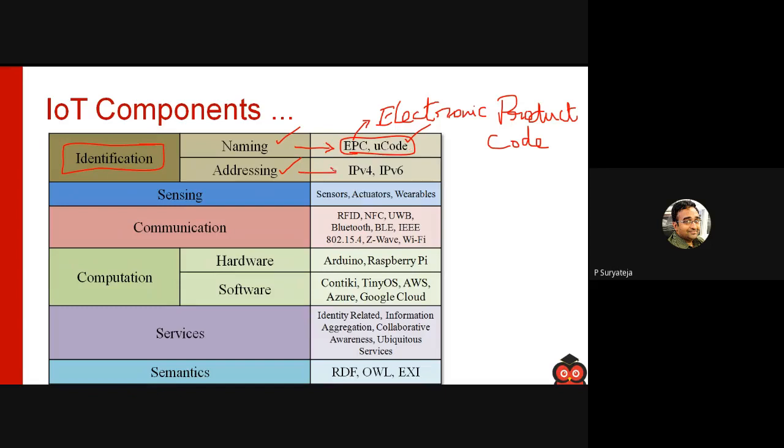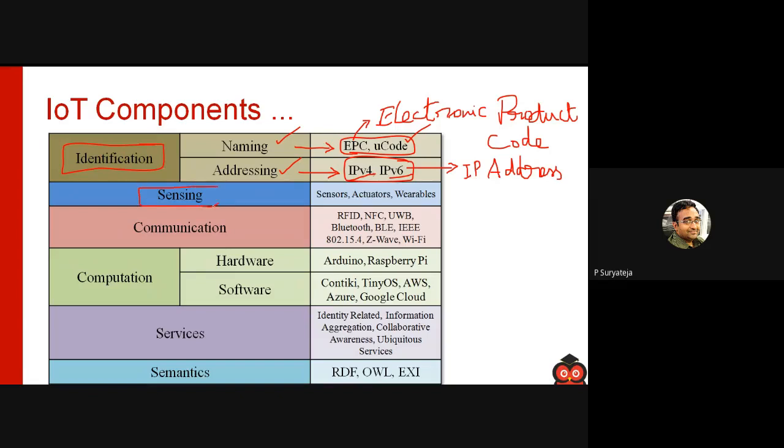And next, the mechanisms that we can use for addressing the devices are IPv4 or IPv6. We have already discussed IP version 4 and IP version 6 in the previous unit, so you should know about these things. When you are using these protocols, we will get IP addresses, using which you can detect or identify a particular device.